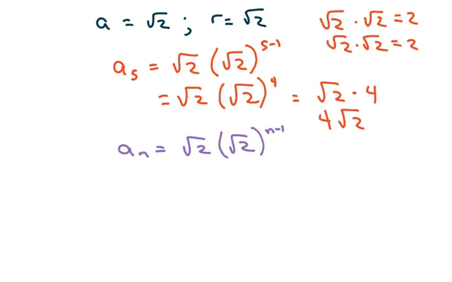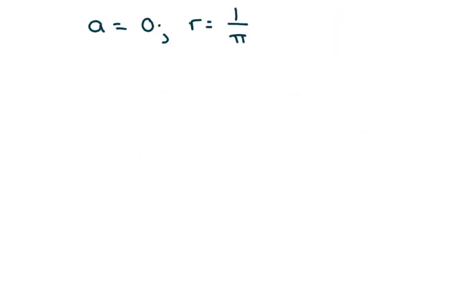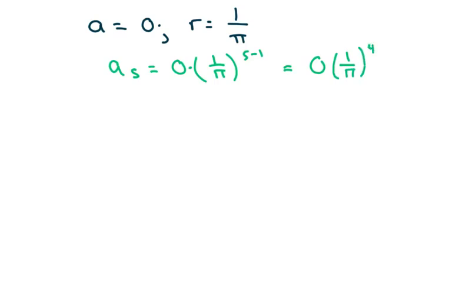And for our last one, the first term is 0, so the answer is going to be 0 on this one. a sub 5 equals 0 times 1 over pi to the 5 minus 1, which equals 0 times 1 over pi to the 4th, which just equals 0. And the same thing's going to happen for your nth term. 0 times all that's just going to be 0.